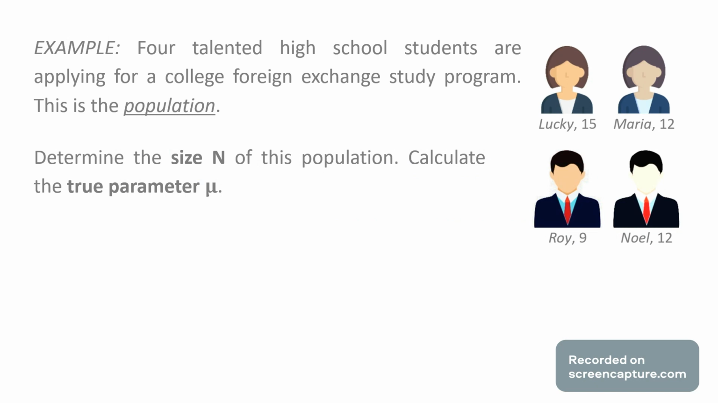Here's an example. Four talented high school students are applying for a college foreign exchange study program. Assuming that this is a population of their ages, Lucky is 15 years old, Maria is 12, Roy is 9, and Noel is 12. When we talk about a population, we are referring to a completed list of all subjects in a study. That means these four high school students are all and the only ones that share the characteristic of a high school student going abroad for study.